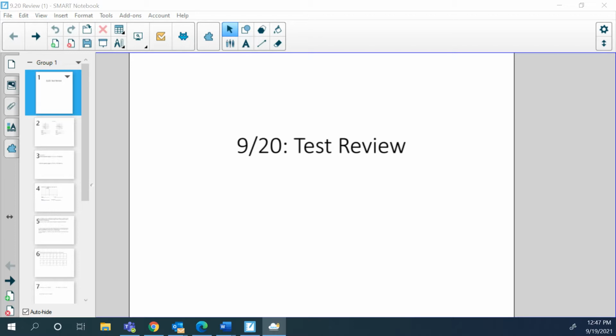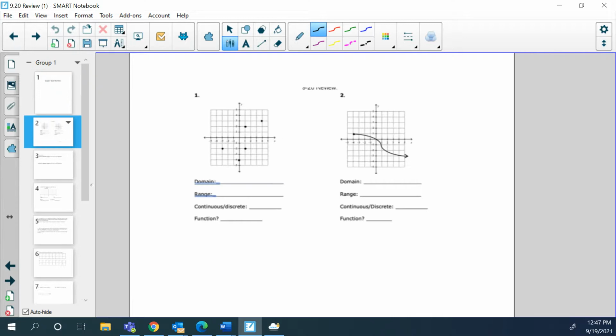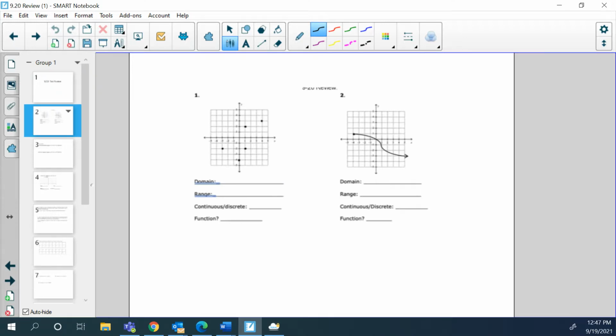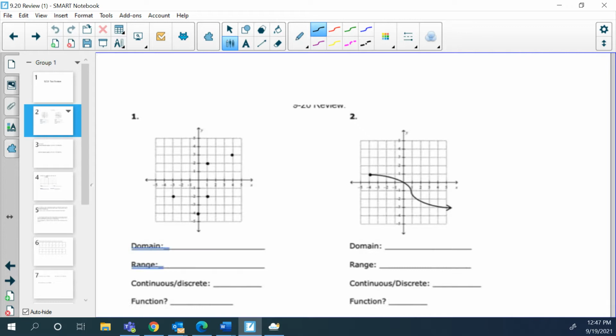All right, guys, this is the review for the test. Let's start. Okay, the first one is, let me zoom in a little bit so we can see this clearly. Let's go to 150. All right, so the first one asks for the domain.